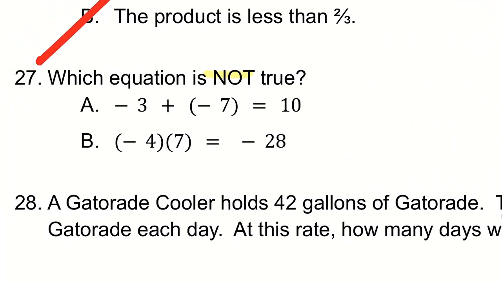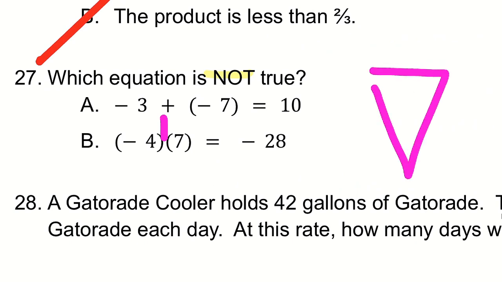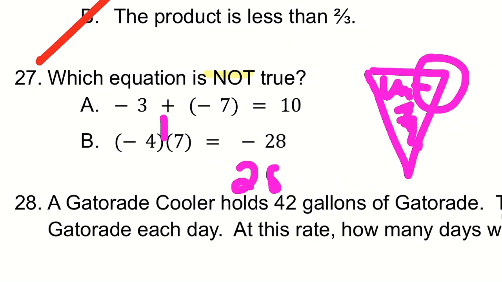Let's look at B. Again, we are multiplying here because there's nothing in between these two. So we're going to draw another Dorito Man. I like to ignore the sign. So 4 times 7 is 28. Now I had a negative and a positive, so I was left with a negative. So -28, that checks out. So that one cannot be our answer.